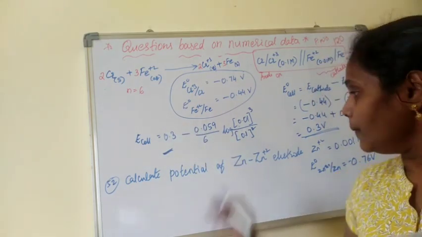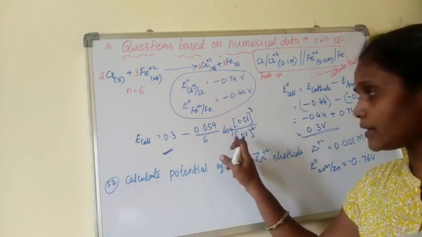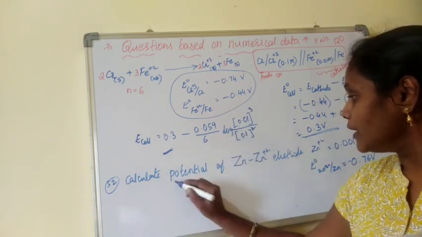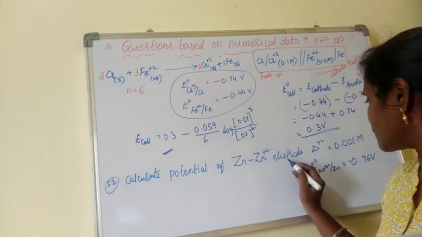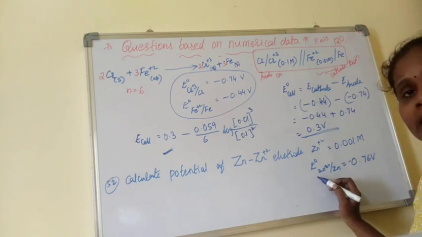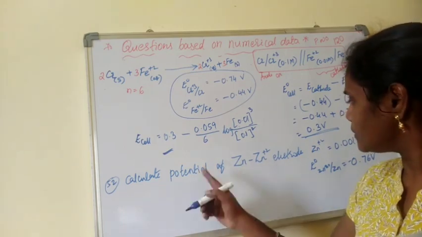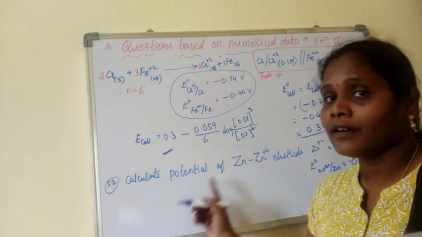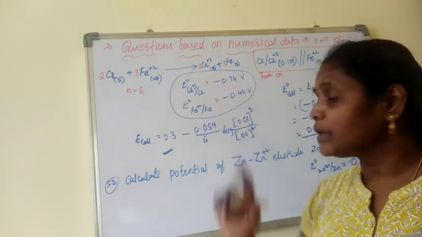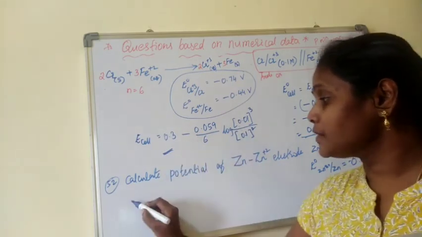So this is one, and another one, question 52. I am just giving the hint, just calculate it. Now, the potential of a zinc to zinc plus 2 electrode, the concentration of zinc plus 2, and the standard electrode potential he has given. So what is this question then? This is not a complete cell, right? This is a half cell, which we handle with the Nernst equation. Like this equation only, but for a half cell.